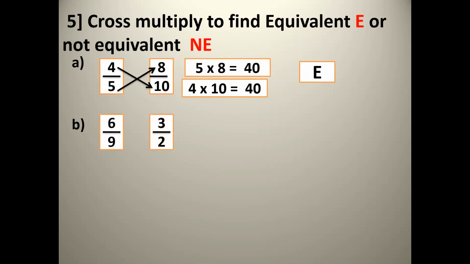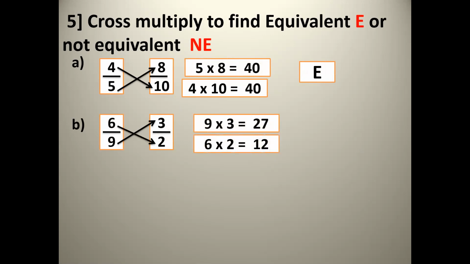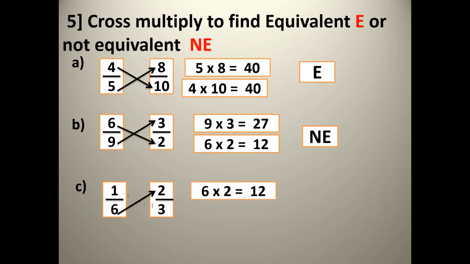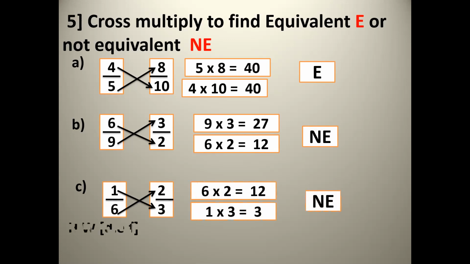Next here, we also make cross multiplication, okay? So 9 multiply 3, it is 27. 2 multiply 6, it is 12. So it is not equivalent fraction, NE. Next here, 1 by 6, and here 2 by 3. Cross multiplication here, 3 multiply 1, it is 3. 6 multiply 2, it is 12. So it is also not equivalent fraction.